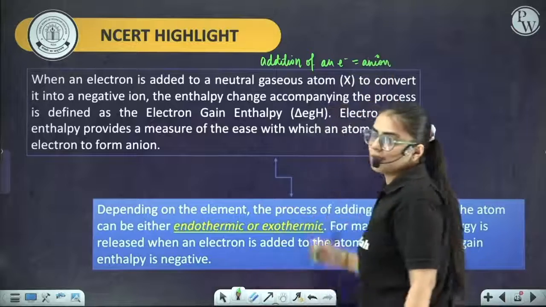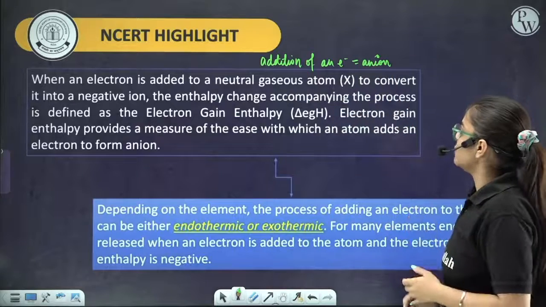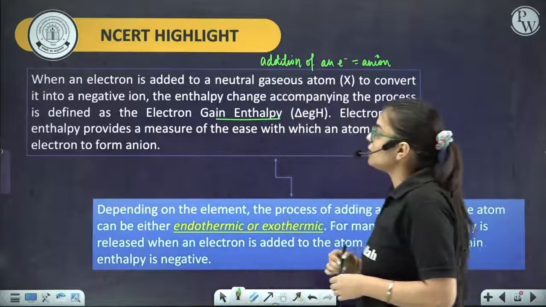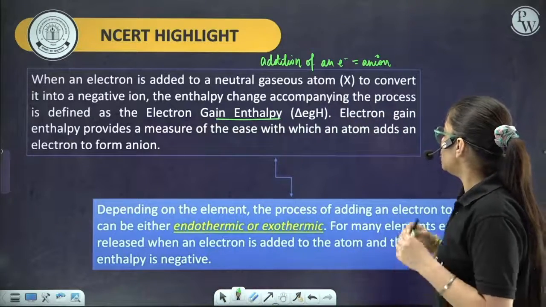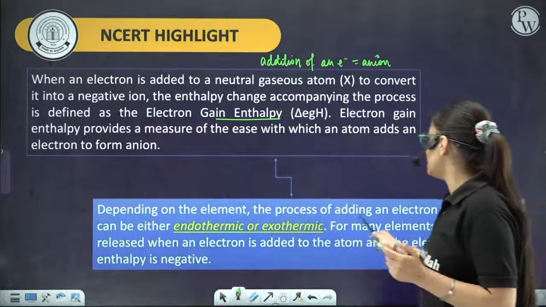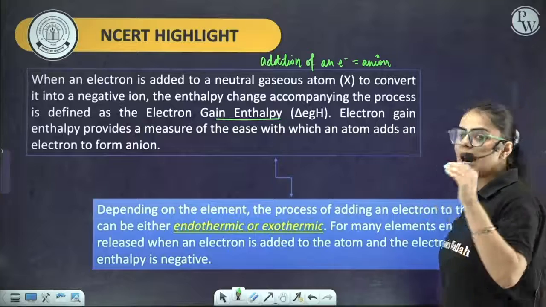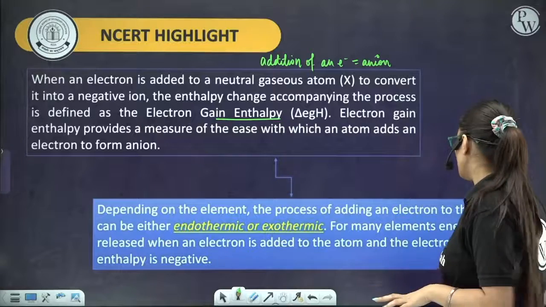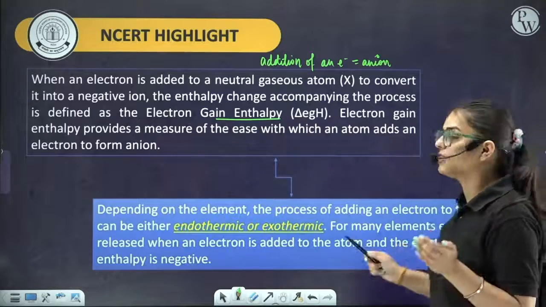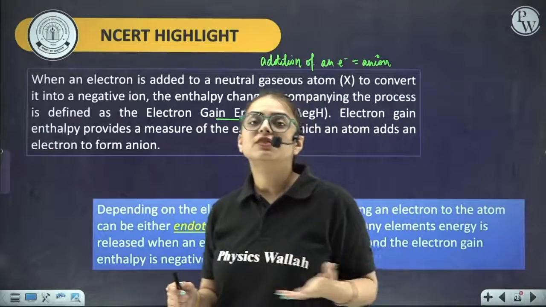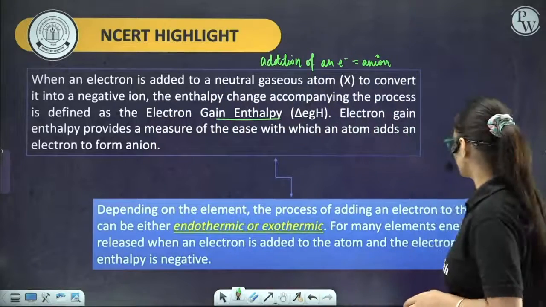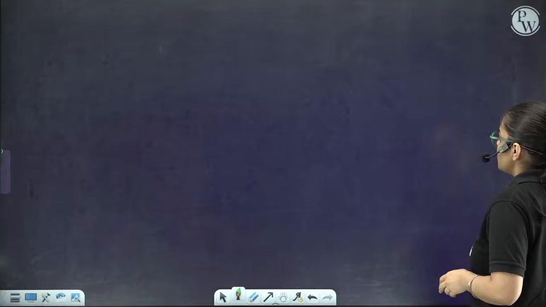Because something will get a negative charge. The enthalpy change accompanying the process is electron gain enthalpy. The electron gain enthalpy provides a measure of the ease with which an atom adds an electron to form an anion. Depending upon the element, the process of adding an electron to the atom can be either endothermic or exothermic. For many elements, energy is released when an electron is added to the atom, and the electron gain enthalpy is negative. Energy will be released at that spot of time, that is electron affinity. Clear, everybody? So this is the NCERT highlight for that as well.